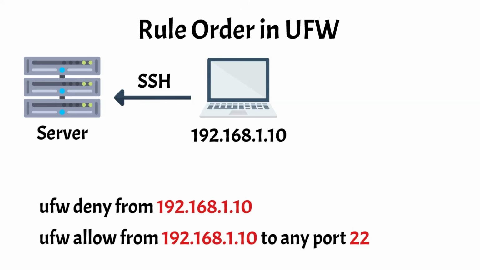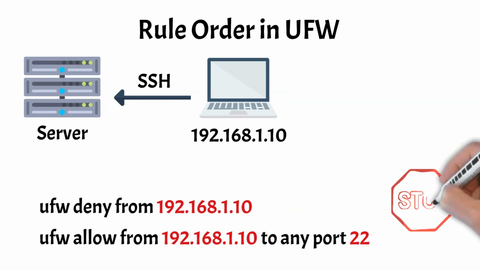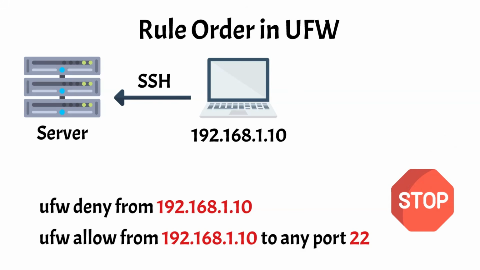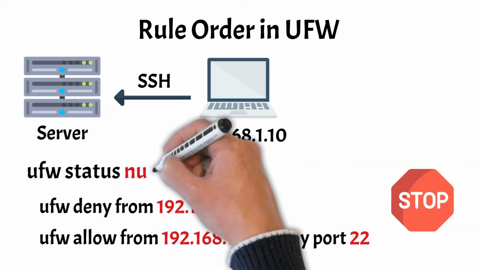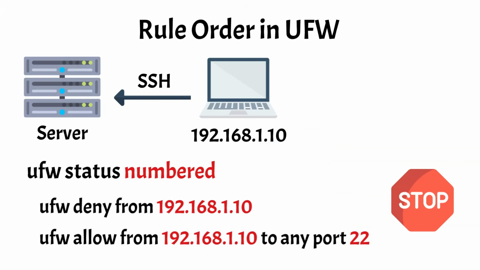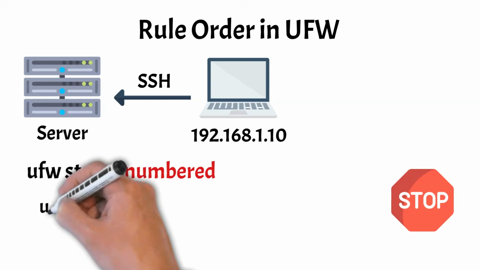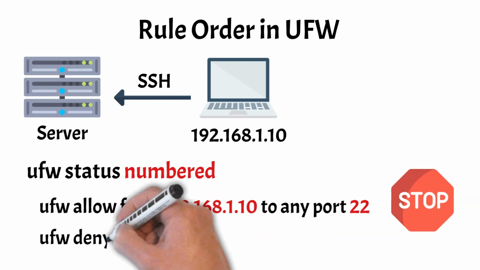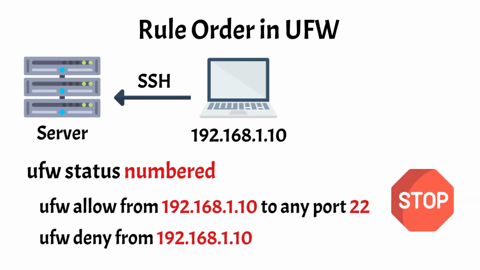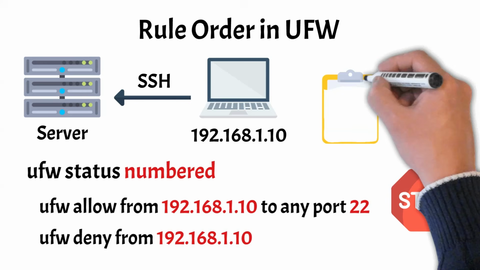At first glance, this setup seems correct, but the order of these rules makes all the difference. UFW processes rules from top to bottom, and the first matching rule is applied. So if the deny rule comes first, the connection is blocked immediately, and the allow rule is never even considered. You can view and manage this order using UFW status numbered. To get the intended behavior, you need to place the more specific rule first, allowing SSH, followed by the more general deny rule. In other words, UFW works like a checklist. It goes from top to bottom and stops at the first match.